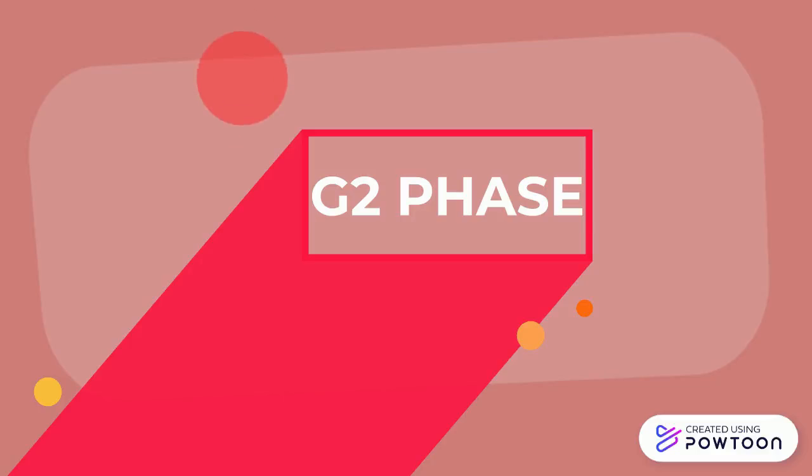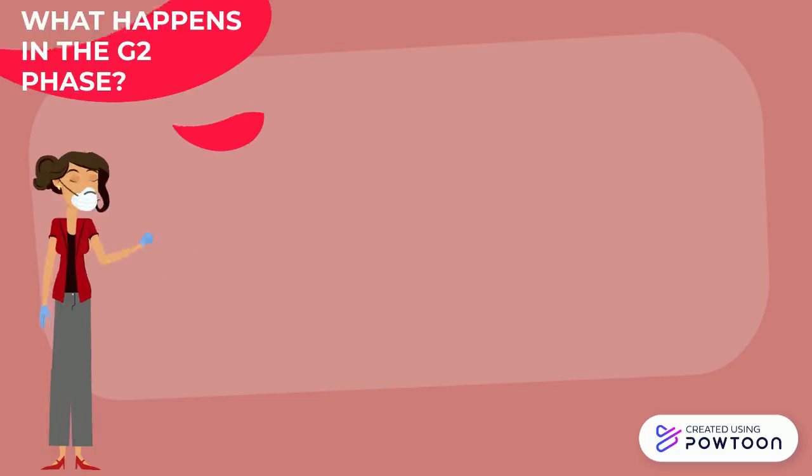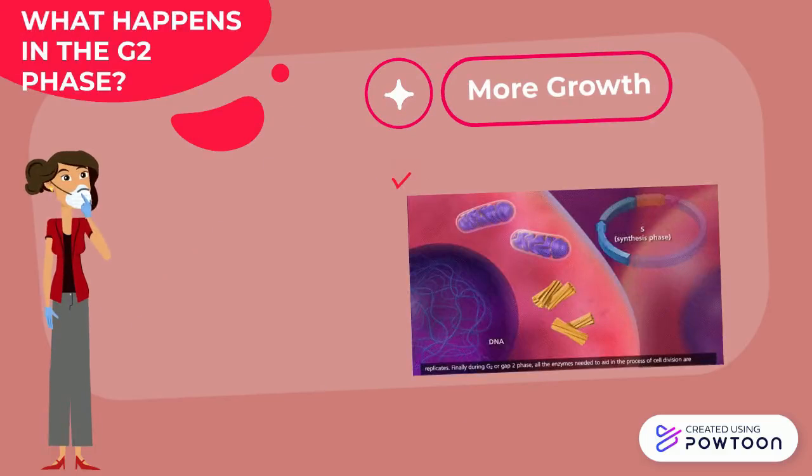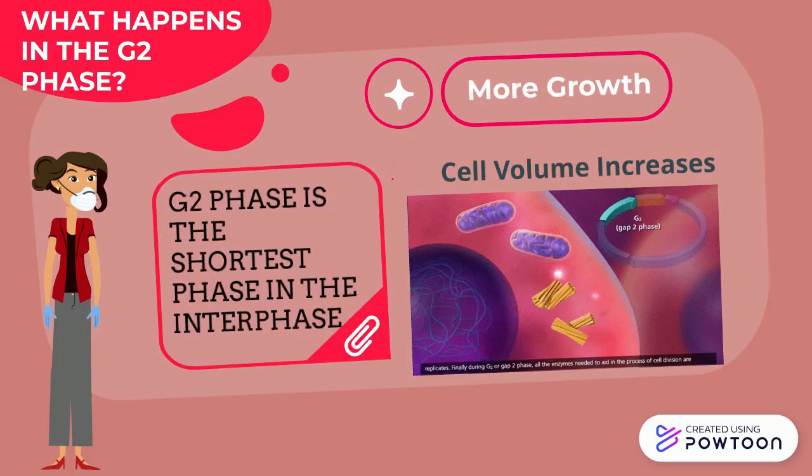After the S phase, we are now entering the final stage of the interphase, and that is the G2 phase, also known as the second gap or the growth phase. So what happens in the G2 phase? In the G2 phase, the cell has more growth, meaning the cell volume increased. Also, we must remember that the G2 phase is the shortest phase in the interphase.